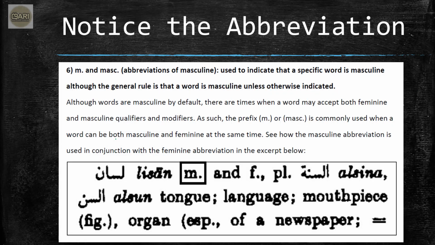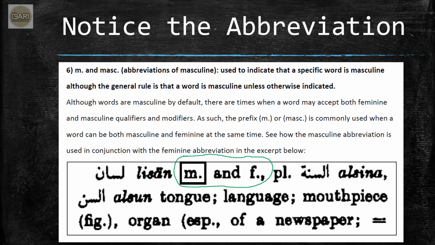Number 6, just like we have words that are feminine, we have words that are masculine. The basic rule, the default rule, is that a word is masculine unless proved otherwise. However, sometimes, as here, they'll indicate that a word can be masculine or feminine. Sometimes it's treated both ways.